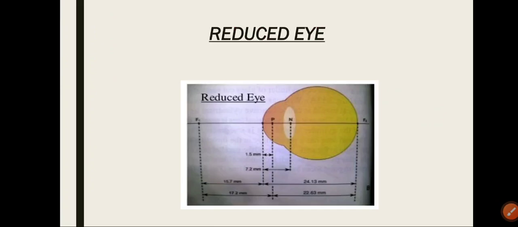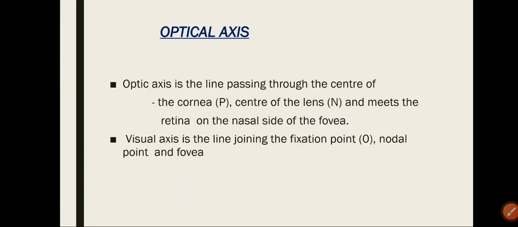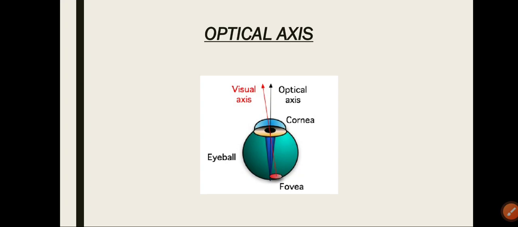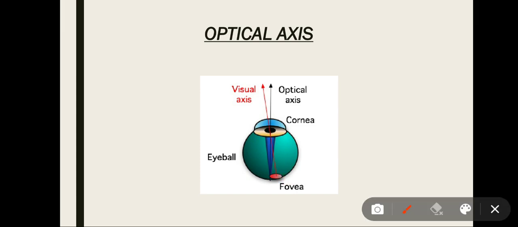So now we will discuss the optical axis. This is the optical axis. The optical axis is the line passing through the center of the cornea P and the center of the lens N, and meets the retina on the nasal side of the fovea. This is the fovea. The visual axis is the line joining the fixation point O and the nodal point to the fovea. This is the optical axis. This is the visual axis.